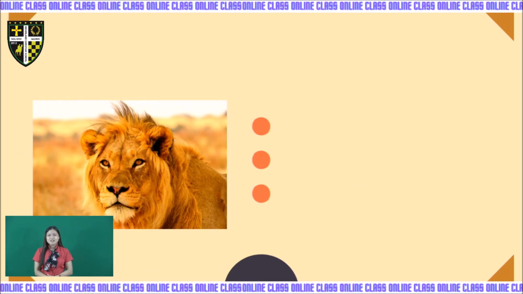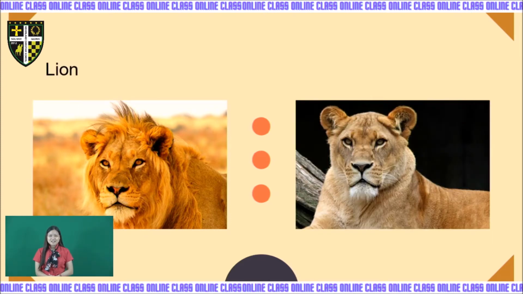Last one. What can you see in the illustration or in the picture? What is this? It is a lion. Very good. What about this one? It is a female version of lion. What is this? It is a lioness. So as you can see on the following illustrations, class, we are referring to their gender, right? So those examples will lead us to our lesson for today.